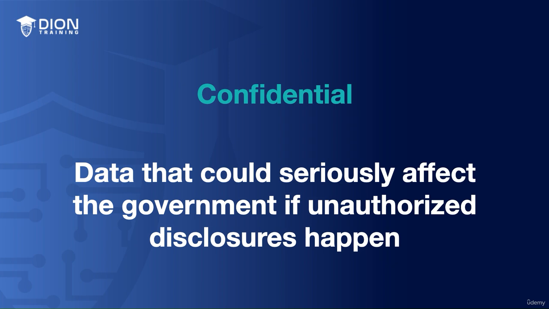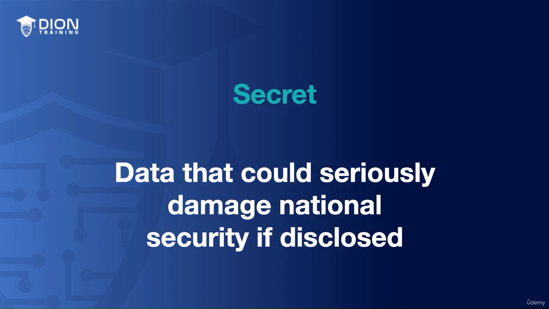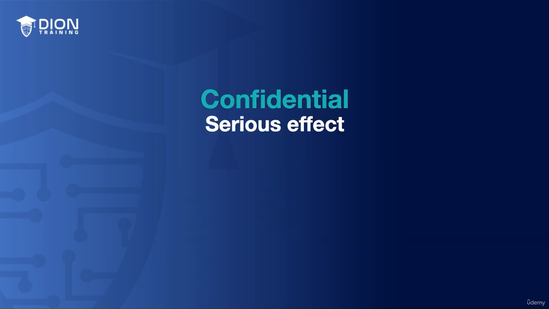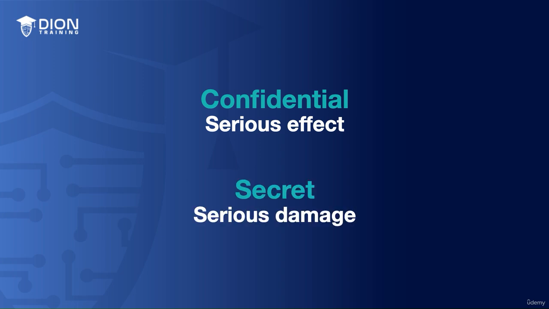The next one we have is confidential. Confidential data includes data such as trade secrets, other information that can seriously affect the government if unauthorized disclosure were to happen. Then we get into secret data. And secret data is going to include things like military deployment plans, defensive postures, and other information that could seriously damage national security if disclosure was to happen. Now, when I talked about confidential data, it would seriously affect us. Now, if I talk about secret data, it could seriously damage us.